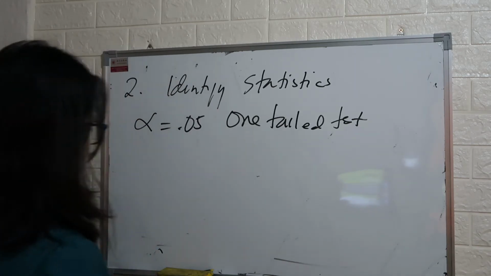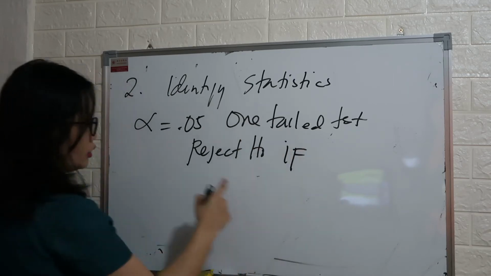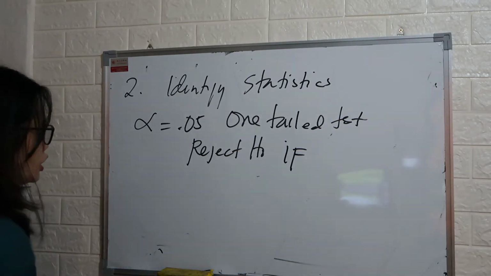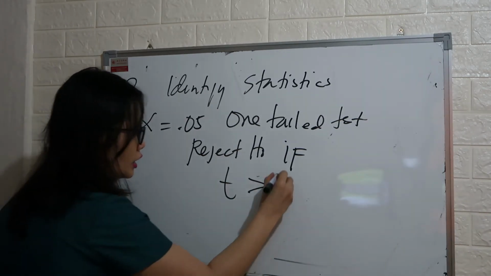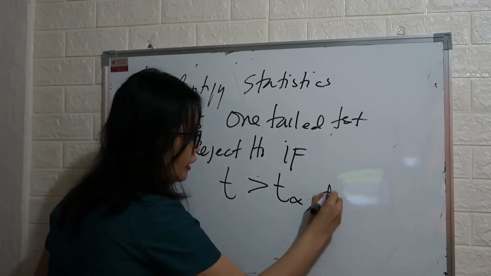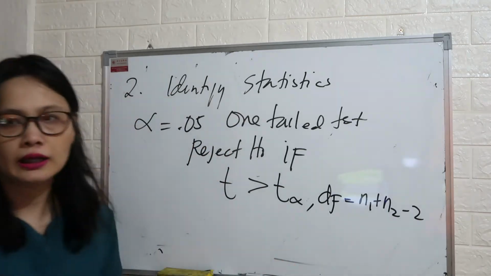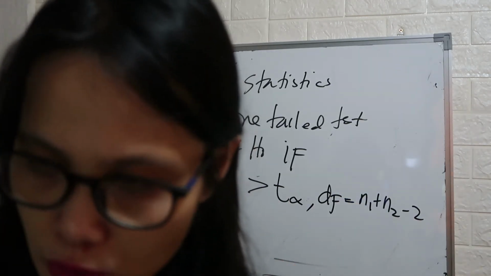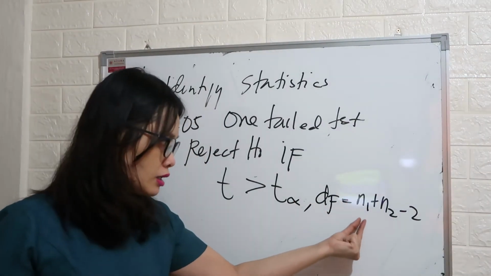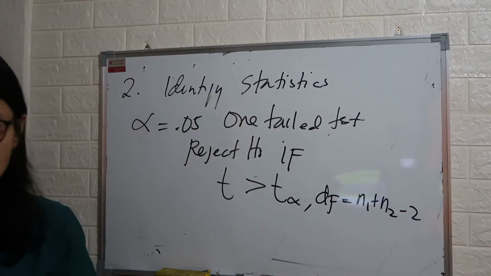Now, it says to reject HO if, for a one-tailed test, your T value is greater than T alpha, with your DF, degree of freedom, n sub 1 plus n sub 2 minus 2. Why n sub 1 plus n sub 2 minus 2? Because you're dealing with two populations, so you have two sample sizes. So this is your identify statistics.